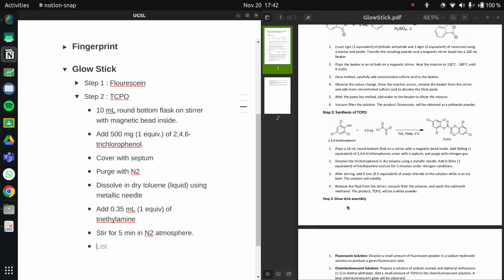Add 0.1 ml of oxalyl chloride. I don't know what that is, I think it's oxalic chloride. Oxalyl chloride halide? To the solution while in an ice bath. So, ice bath.